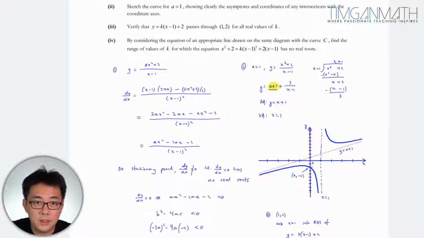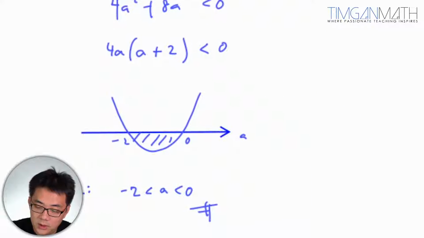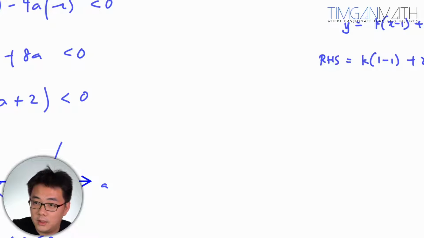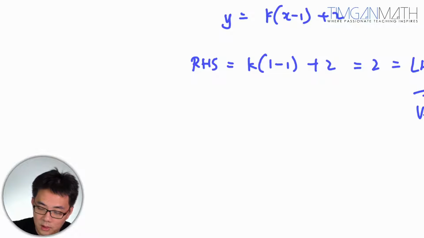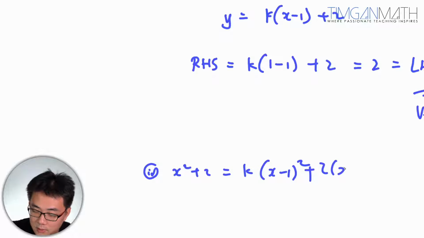The second part is by considering the equation of an appropriate line drawn to the curve C, find the range of k for which this has no real roots. So this equation here, what we have is x squared plus 2 equals k(x minus 1) squared plus 2x minus 1.